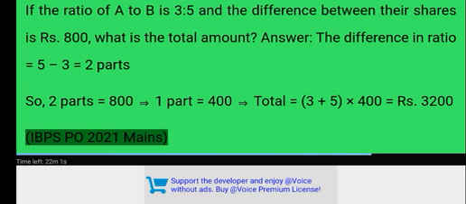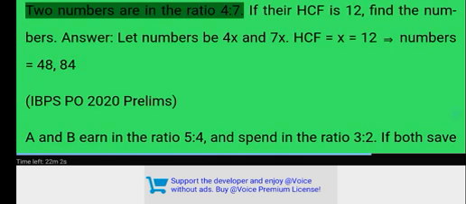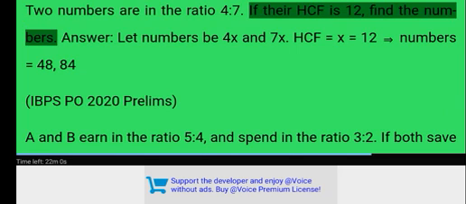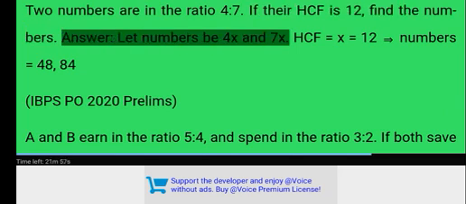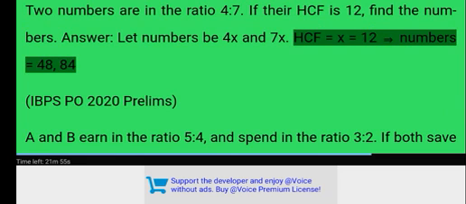IBPS PO 2021 mains. Two numbers are in the ratio 4:7. If their HCF is 12, find the numbers. Answer: let the numbers be 4x and 7x. HCF equals x equals 12, so the numbers equal 48 and 84.